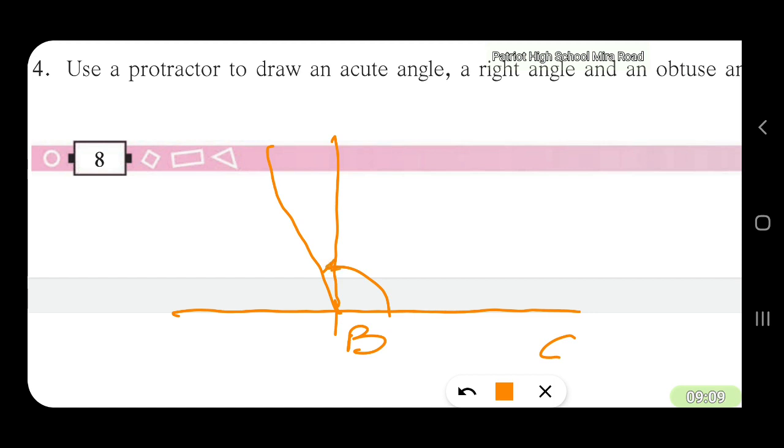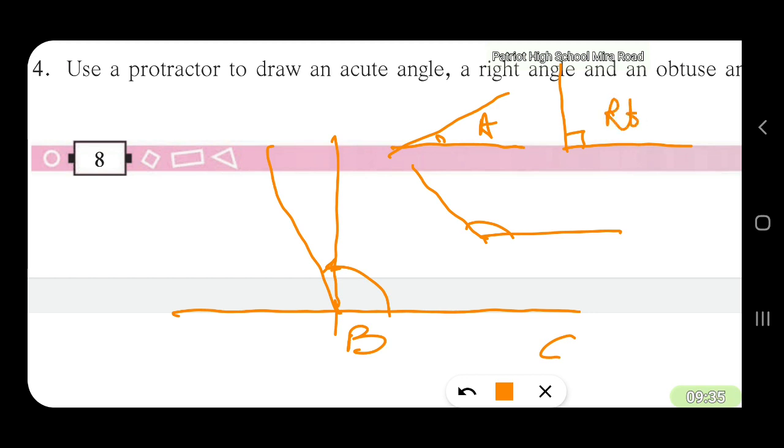So let us draw the angles again. Less than 90 degrees, acute angle. 90 degrees, a right angle. More than 90 degrees, an obtuse angle. Acute, right angle, obtuse angle.